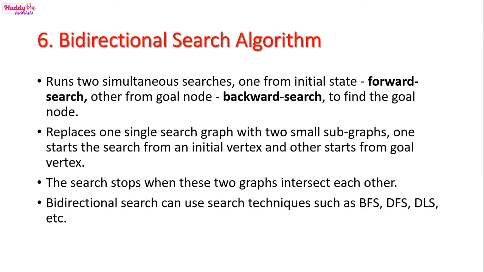The bidirectional search replaces one single search graph. So instead of having one single search graph, it replaces it with two small subgraphs, in which one starts the search from an initial vertex and the other starts from the goal vertex. The search will stop when these two graphs intersect or meet. The bidirectional search can use any search technique such as the breadth first search, the depth first search, depth limited search, and so on and so forth.